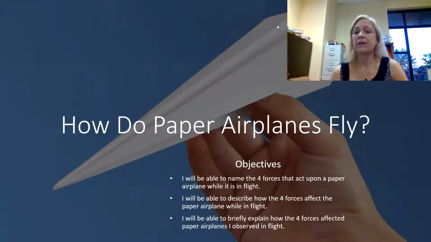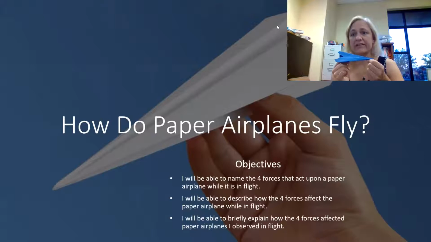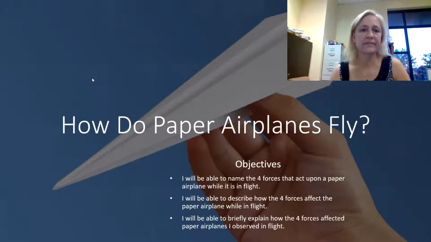You'll be able to name 4 forces that act upon a paper airplane as they fly by the end of this lesson, and you will be able to explain how those forces affect the plane. Then you will also be able to briefly explain how these 4 forces affect 4 airplanes that you get to observe in flight. So let's get started.